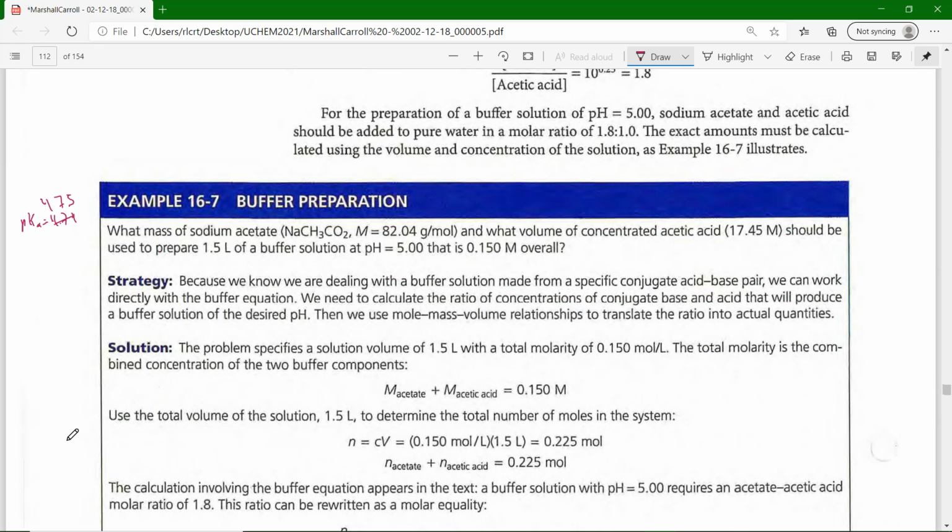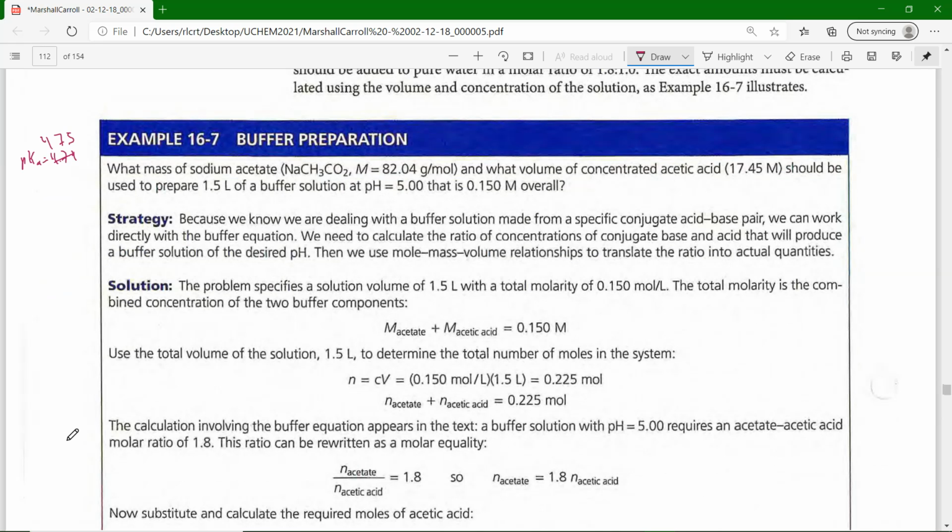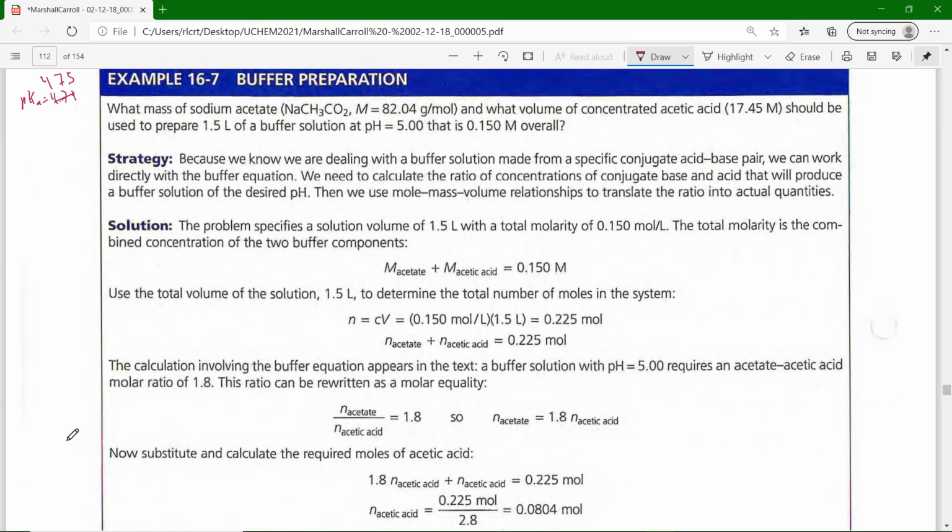Okay, so the overall concentration is going to be 0.15 molar. Problem specifies a solution volume of 1.5 liter with a total molarity of 0.15 moles per liter. So the total molarity is the combined concentration of the two buffer components. By the way, this is the only book I've ever seen where they've tried this kind of question. But this book does break the rules on all sorts of things. But that's what makes it so cool, right? Okay, where's my royalty? Where's my endorsement fees for saying that?